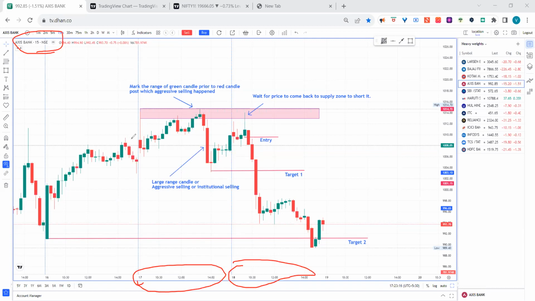Yesterday in Axis Bank, the first rejection happened at the opening. After that, the price slowly went up in a grinding fashion, which is generally not a good buying. And then after coming to this point, the price sees a sharp selling. This is the point of observation: a very sharp selling which takes place from the institutions. The simple reason behind this sharp selling is that institutions are selling.